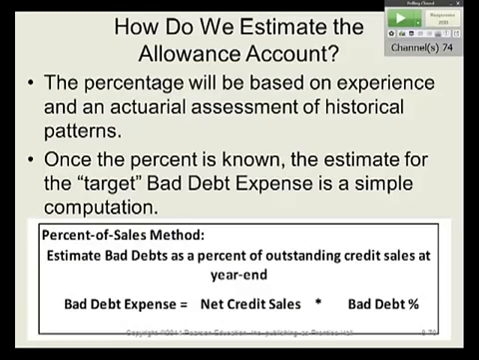I would have to give you what the net credit sales were, and I'd have to give you the estimated bad debt percentage. That becomes your target expense. That's the expense I have to record, and then whatever happens in terms of the allowance is, again, forced or becomes a byproduct of that computation.